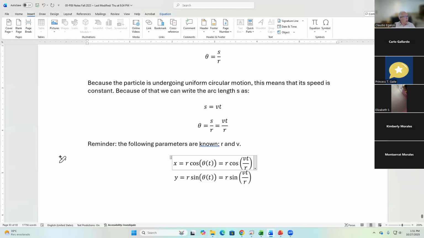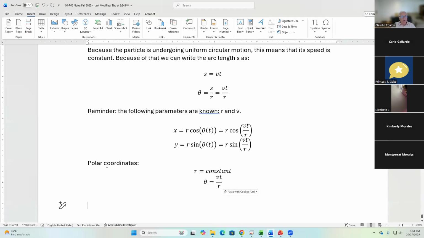If you are going to write that not in terms of the Cartesian coordinates, but in terms of the polar coordinates, we write down R as being constant and theta equal to Vt over R. That's what's going to be the polar coordinates.